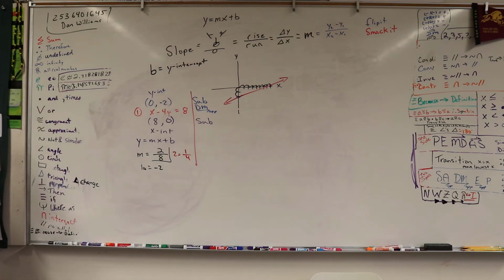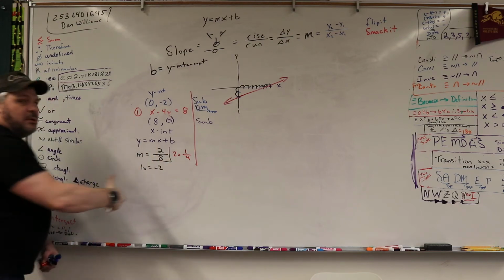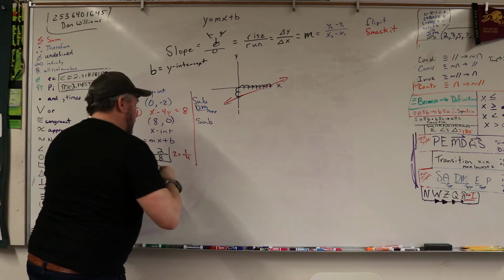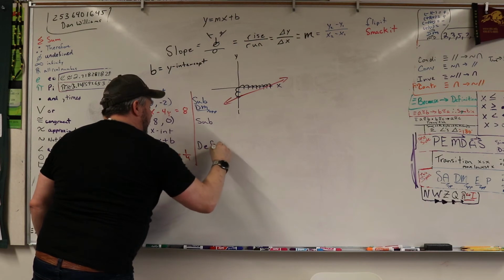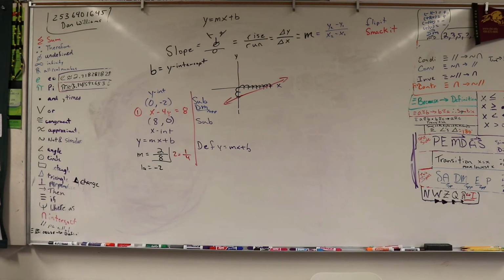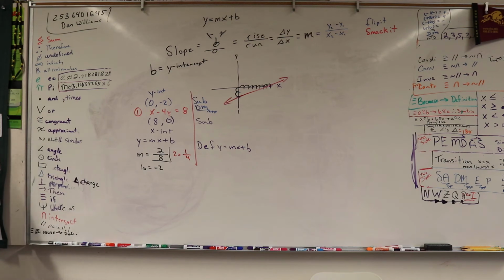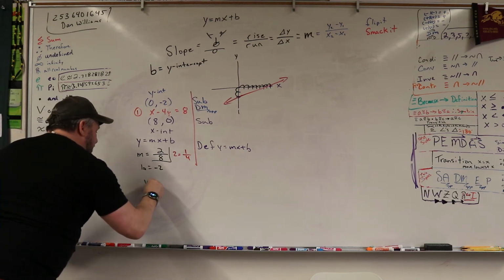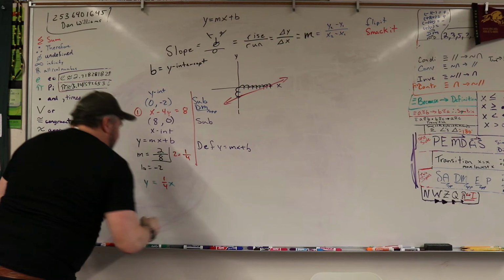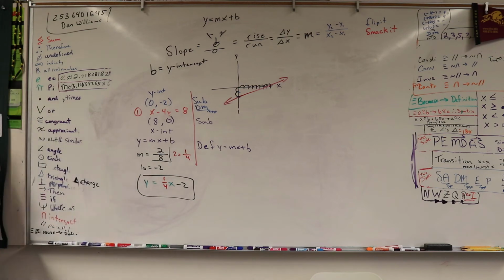So what's my equation then? What did I do here? I used the definition of y equals mx plus b. Found m, found b, and plugged them into y equals mx plus b. What is y equals mx plus b? y equals, what is m? 1/4. What is b? -2. And that is your equation for the line.